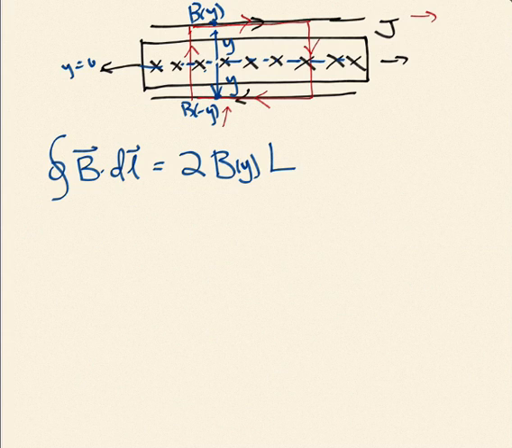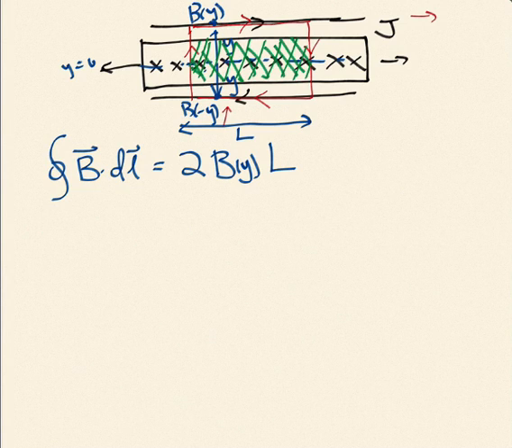Times the length of this line. And the length I'm talking about is this length here. Now we need to calculate mu naught I enclosed. If I look at this Amperian loop, the current enclosed is the current in this green hatched region that I'm just drawing here.